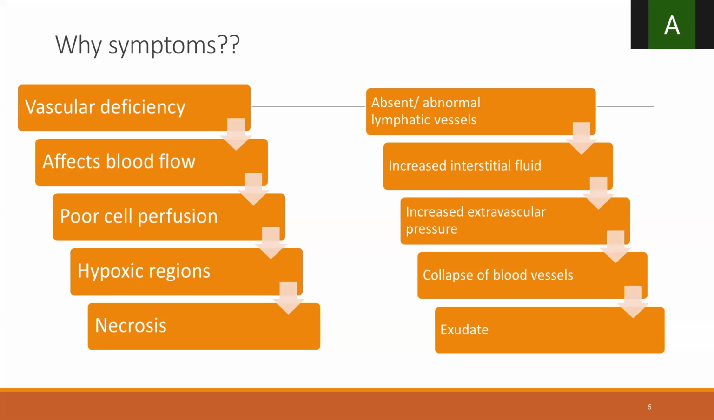So many times we see a large part of such cells, and they are causing more and more exudate, and other infection is also attracted. Absence or abnormal lymphatic vessels that the tumor causes, it causes increased interstitial fluid. Okay, that will lead to increased extravascular pressure, and there will be subsequent collapse of blood vessels, and it will cause a lot of fluid to come out. Okay, so that is what we generally call exudate.